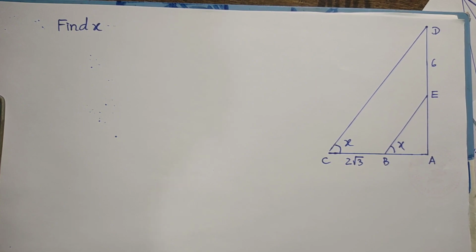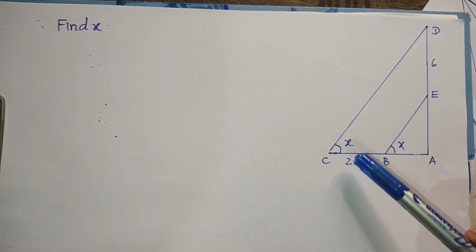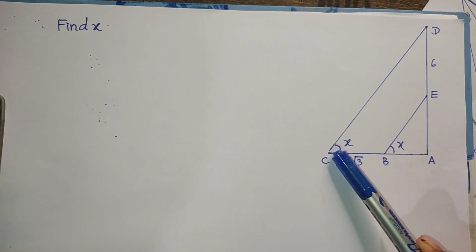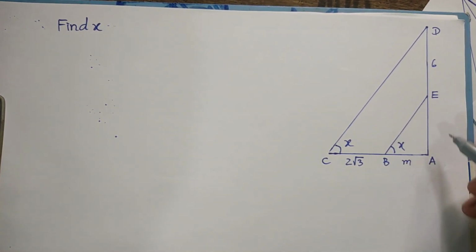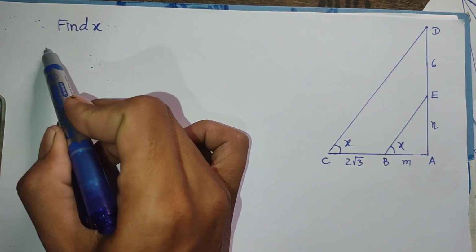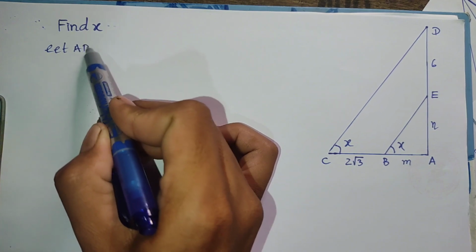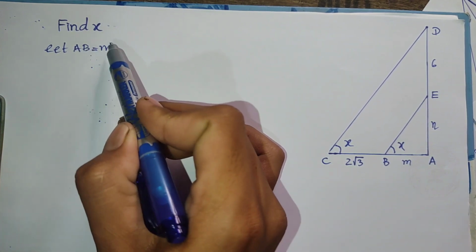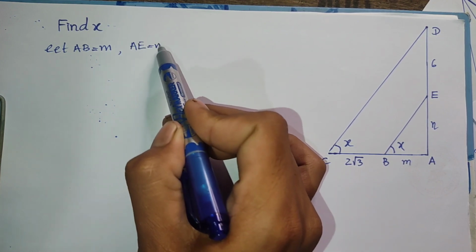Okay, now we go to the solution together. To find the value of h in degrees, I let this be m and I let this be n. So now let AB equal m and AE equal n.